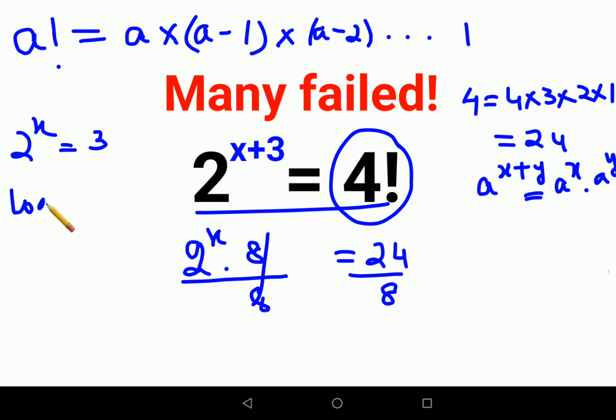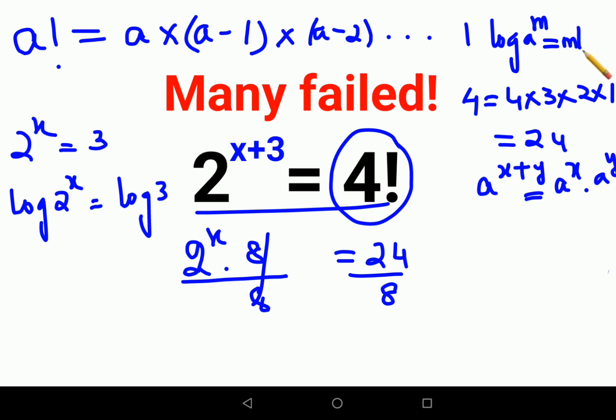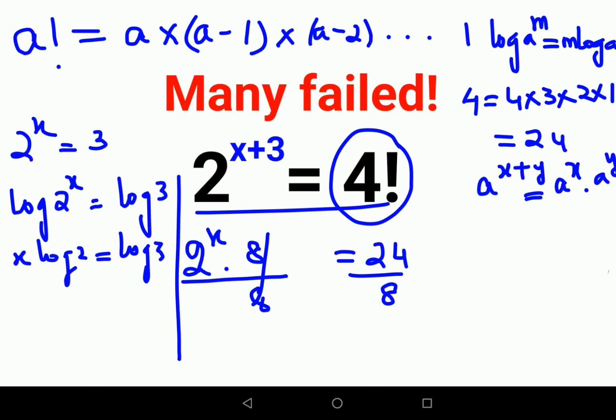So what we'll do is apply log on both sides. Log of 2 raised to x equals log 3. Now remember, there is a rule in log: log of a raised to m can be written as m into log a. Basically the index comes ahead, so this can be written as x log 2 equals log 3. Then, in order to find the value of x, you will divide both sides by log 2.